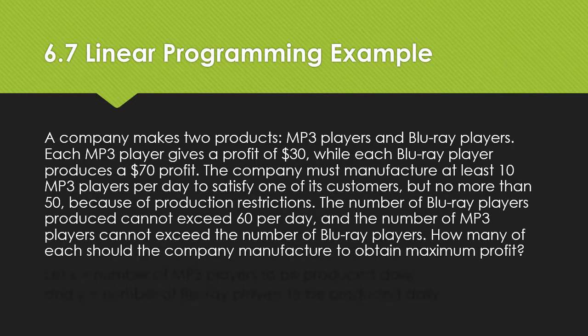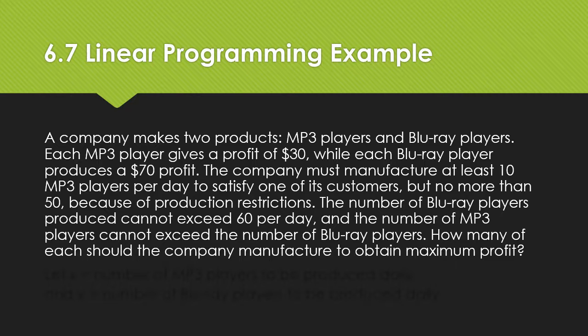And we'll kind of walk through this. A company makes two products, MP3 players and Blu-ray players. Each MP3 player gives a profit of $30, while each Blu-ray player produces $70. The company must manufacture at least 10 MP3 players per day to satisfy one of its customers, but no more than 50 because of production restrictions. The number of Blu-ray players produced cannot exceed 60 per day, and the number of MP3 players cannot exceed the number of Blu-ray players. How many of each should the company manufacture to obtain a maximum profit?